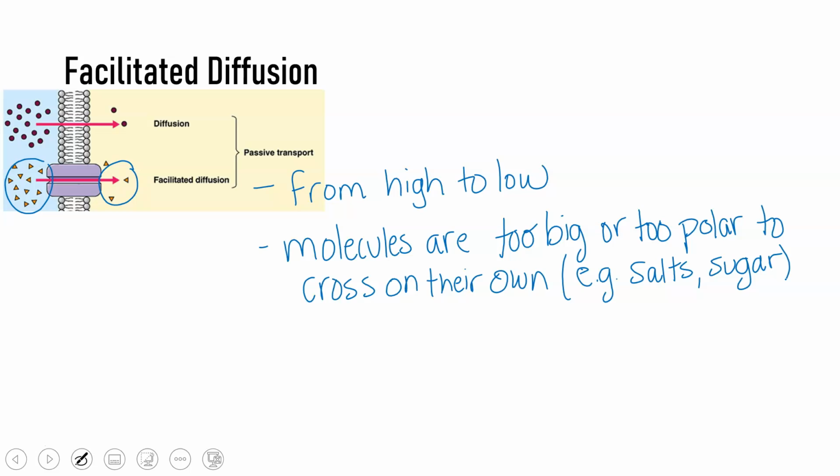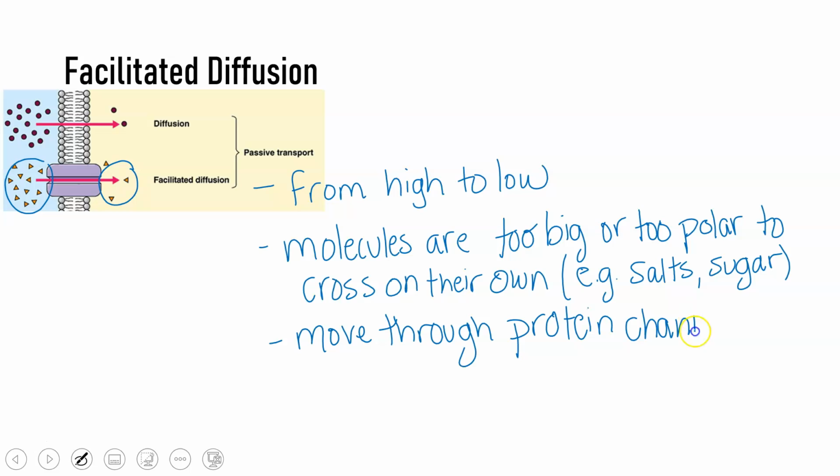So how do they actually get across? Well, they get across by moving through protein channels. Remember, there are proteins in the cell membrane. It's not just those phospholipids. Some of those proteins are channels. And lastly, this requires no energy from the cell. Okay, it is passive as well.